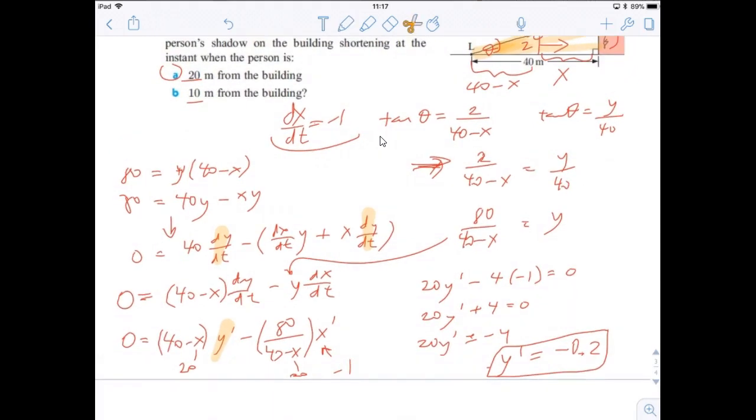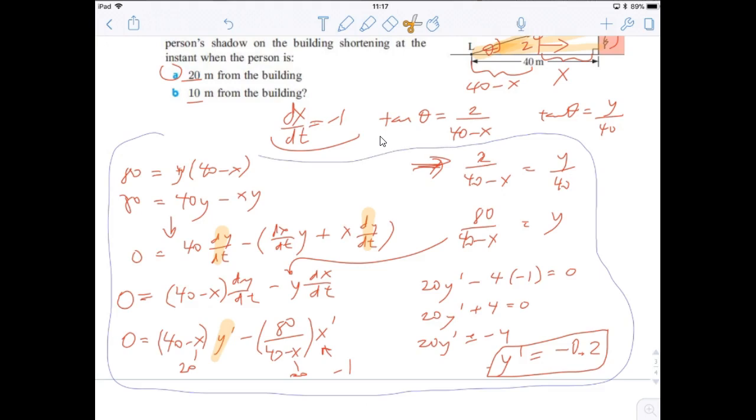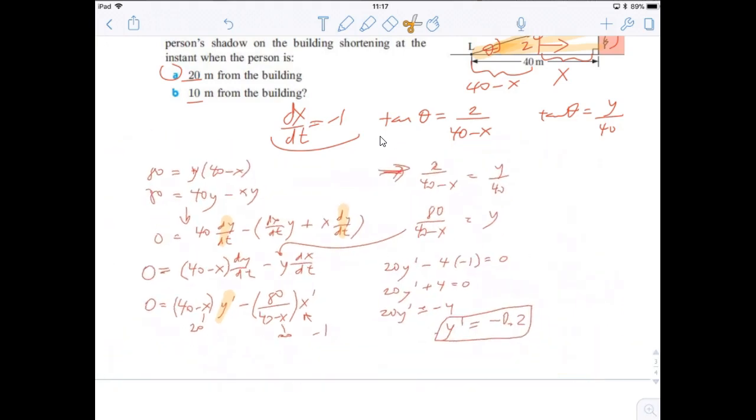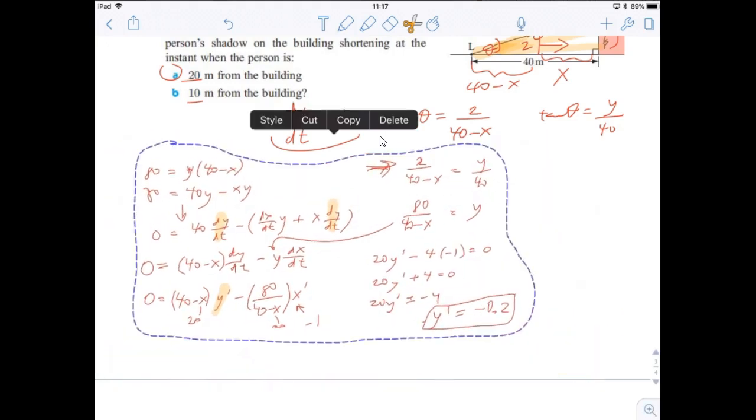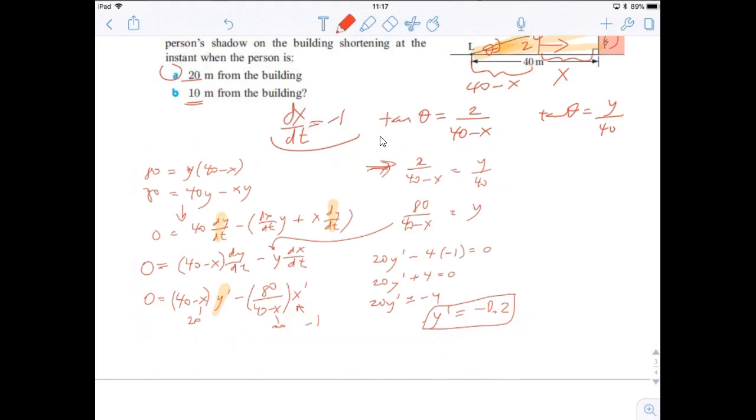And now I'm just going to make a little bit of space because I didn't leave very much space to work on my second case. The second case is when he's 10 meters from the building. So when he's 10 meters from the building, then x is going to be 10 instead.